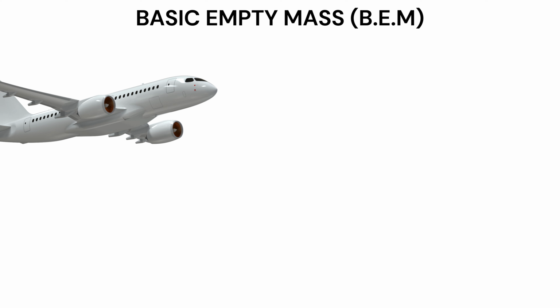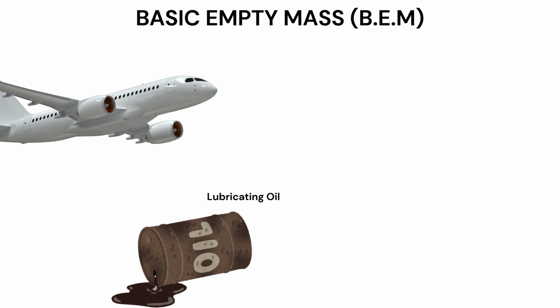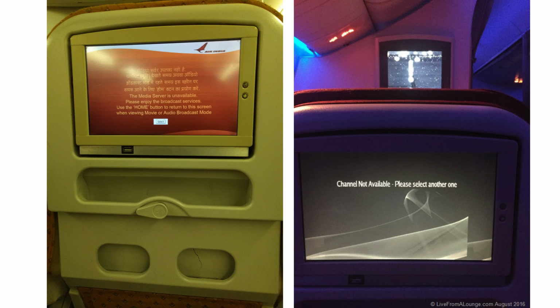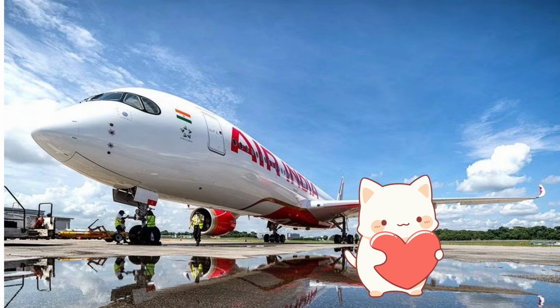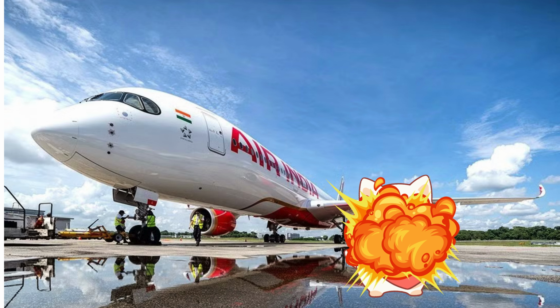Obviously, the aircraft itself comes in this weight. It's like a car, right? It needs maintenance. And since it's huge, there's also a lot of lubricating oil and hydraulic fluid. There's also all the electronics which never seem to work in Air India, though they're improving. The new aircraft in Air India are amazing. The A350 is just oof. Okay, let's focus back on BEM.